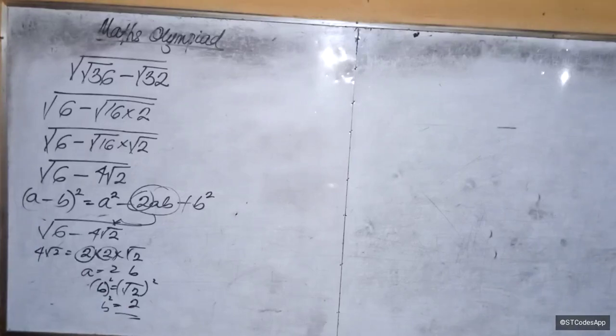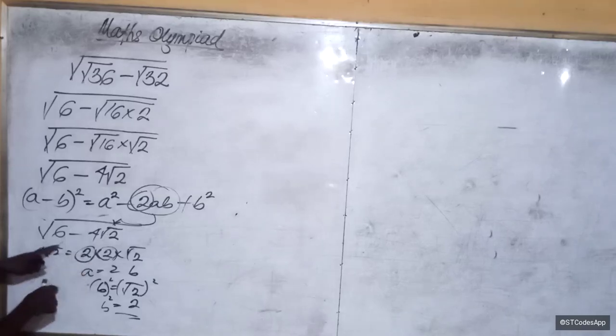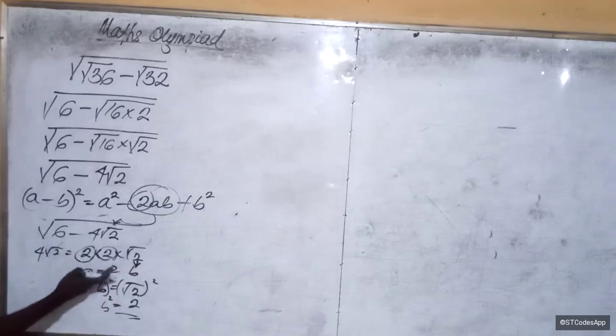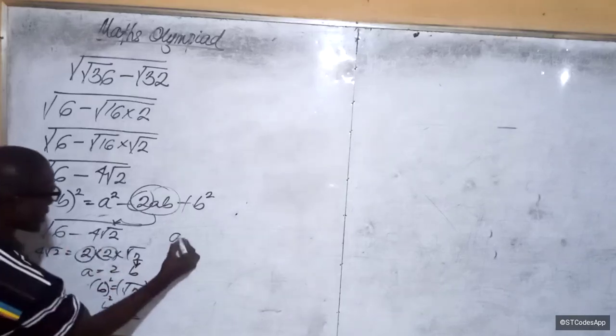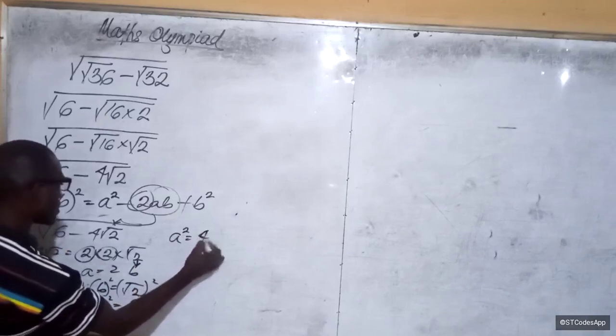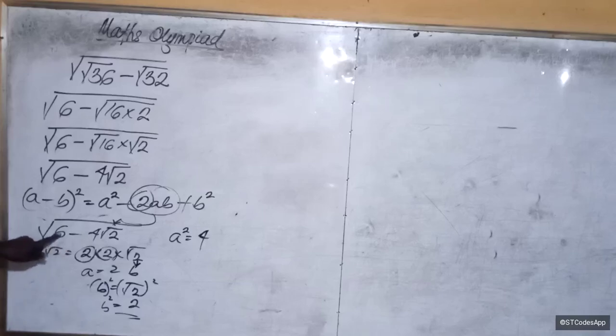B squared is going to be 2. Then, what is a squared here? We said this was our a. Our a was 2, and we said this one was b. So if a is 2, then a squared definitely must be what? 4, isn't it?